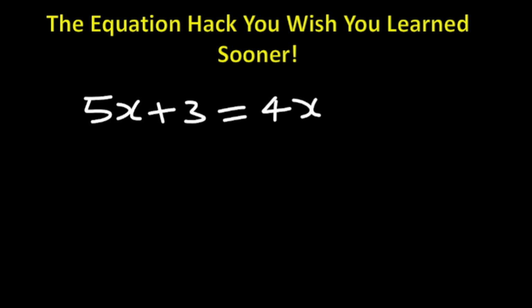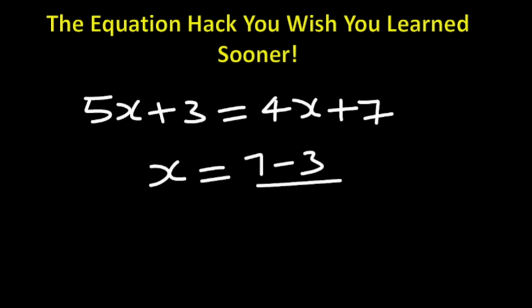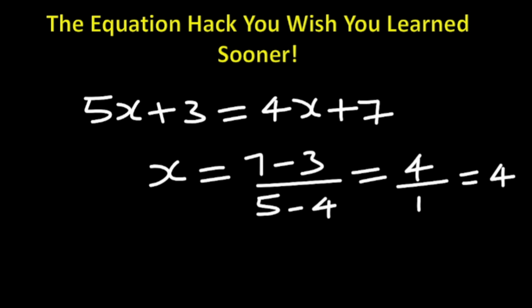Alright, let's solve the equation 5x + 3 = 4x + 7. So let's see what is the value of x here. The shortcut formula says x = (d - b)/(a - c), which is (7 - 3)/(5 - 4). So 7 minus 3 is 4, divided by 5 minus 4 is 1. So 4 divided by 1, that's going to be 4. We say the value of x is 4. So that's the solution of the given equation.